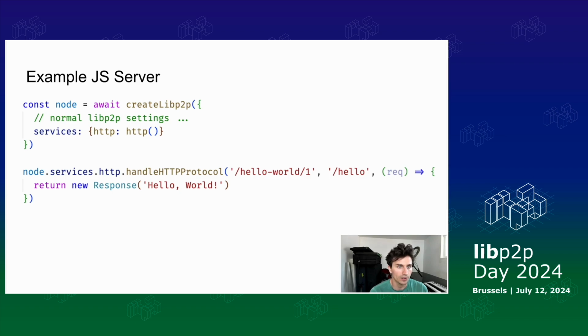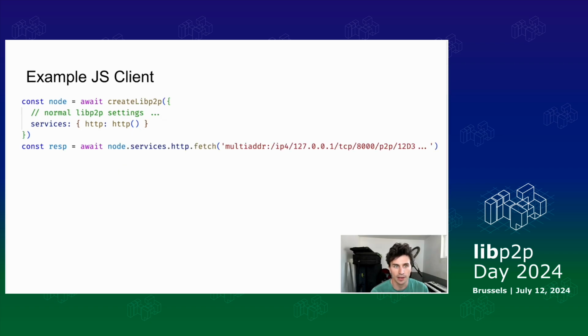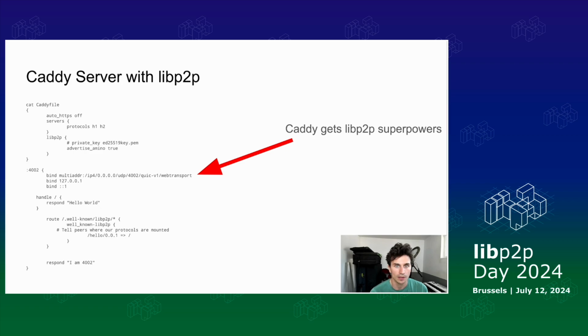Here's an HTTP handler that works both in Node.js and the browser. And here's the client version in JavaScript. This is a pretty standard fetch call, but using a multiaddr URI instead of an HTTP one. Adin built a Caddy plugin that lets your Caddy server listen on the libp2p stream transport as well. With a couple lines of config, you're able to also listen on a libp2p stream transport. So shout out to Adin for doing that. It's very cool.